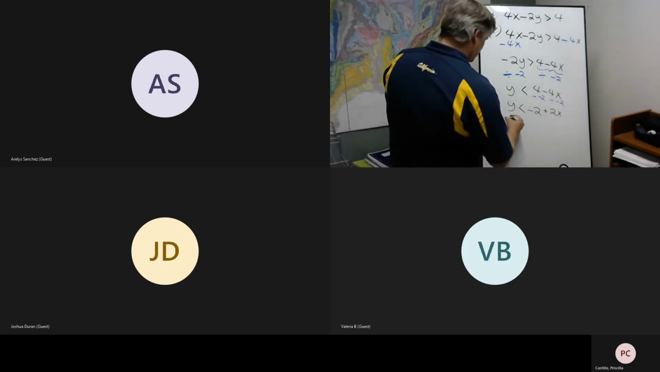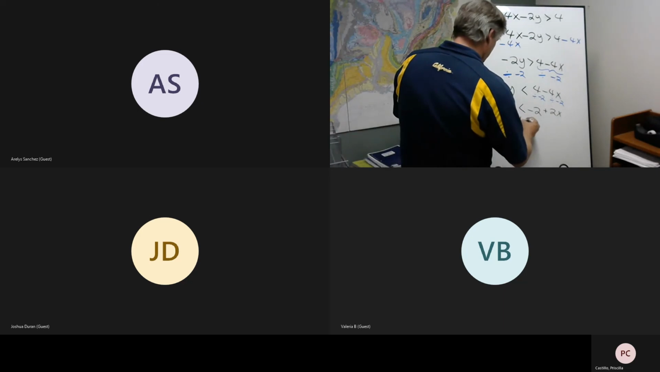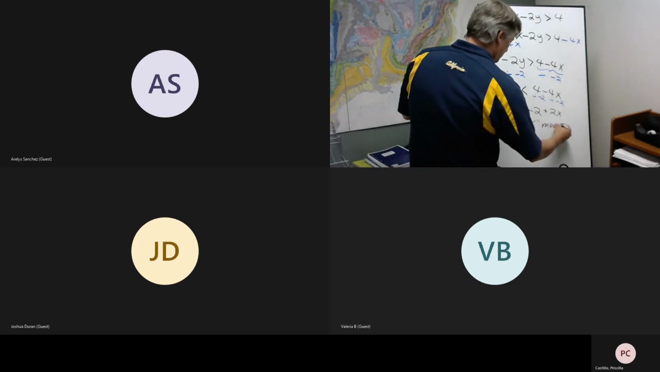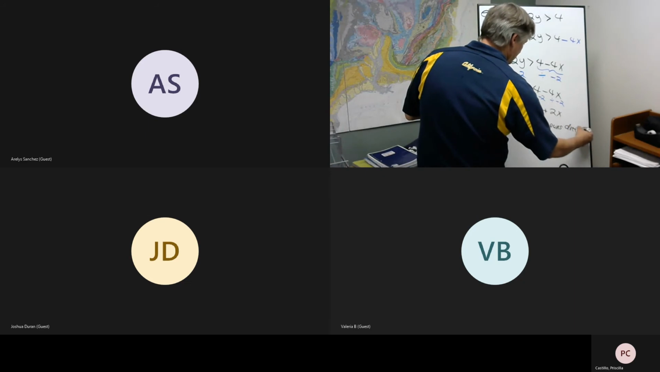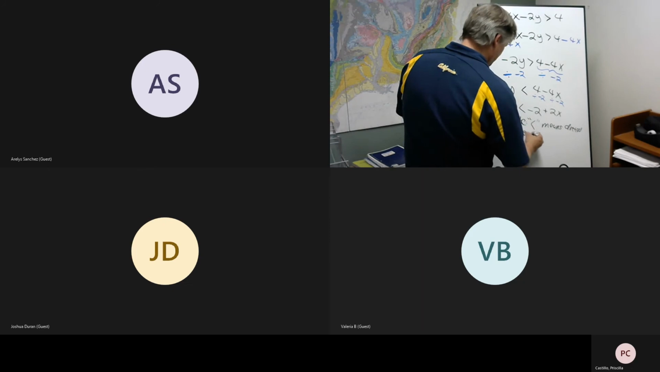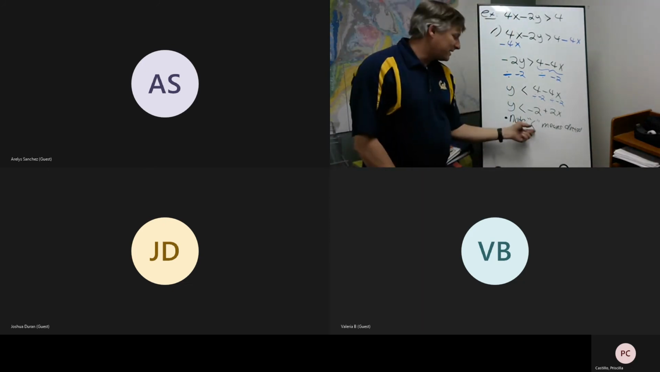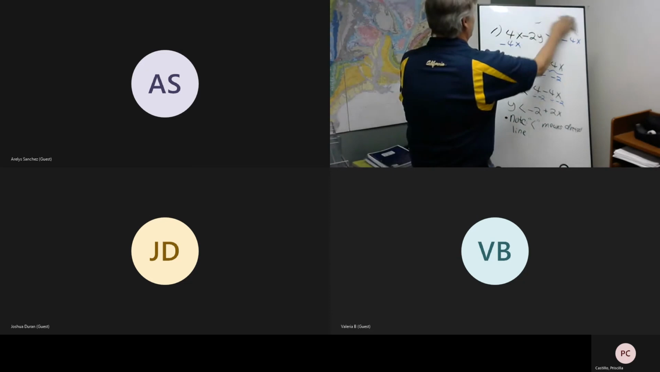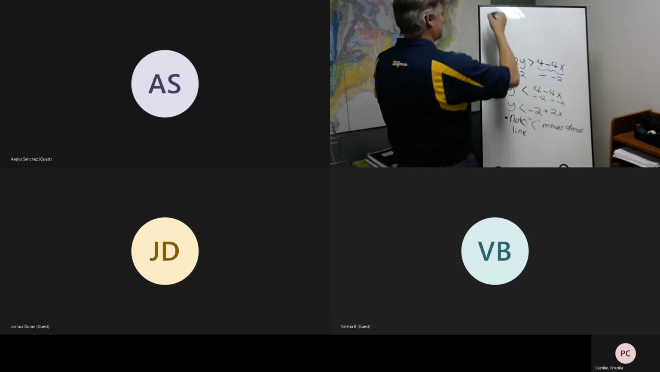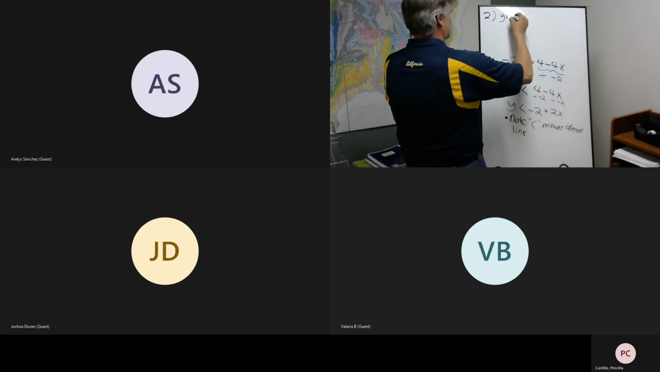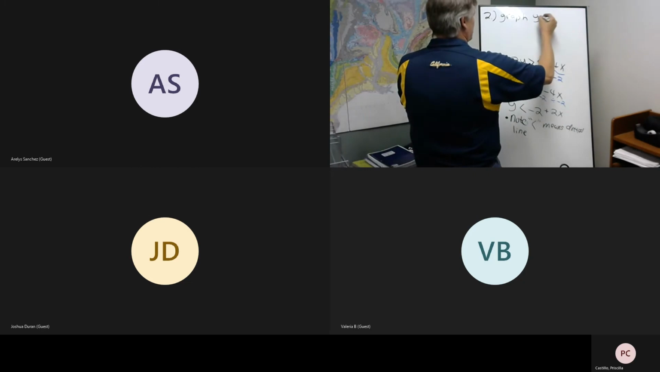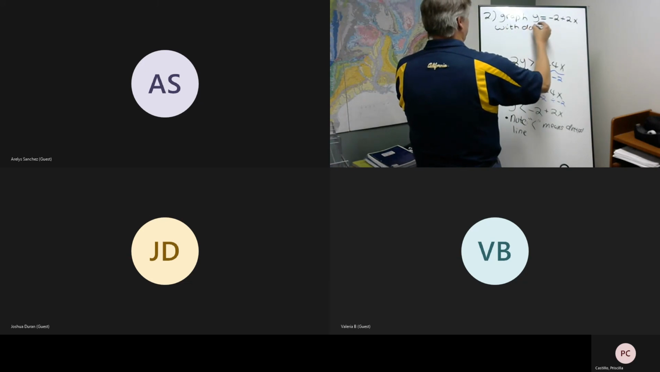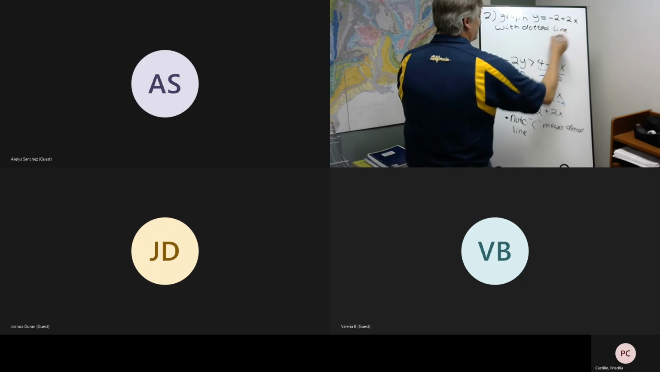And then let's do what the book recommends. I agree. This means dotted line. So if it doesn't have that equal to underneath, it means a dotted line. So now let's graph this. y equals negative 2 plus 2x, with the dotted line.